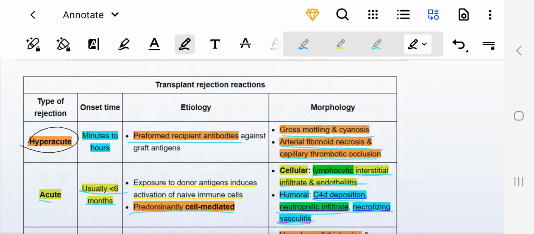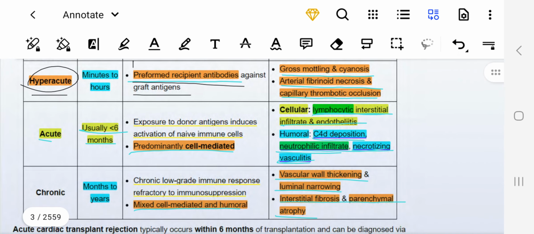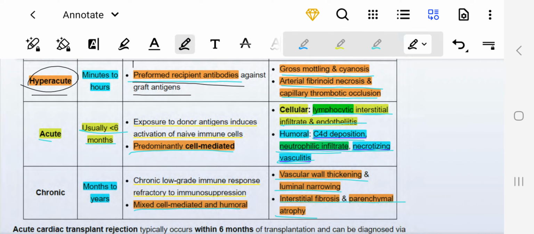The first one is hyperacute. In this case, what is important is that there are preformed recipient antibodies that attack the graft antigen, right? So preformed antibodies are there. This is important. In the acute phase, we have both types of immunity, that is cell-mediated and humoral or antibody-mediated immunity, but the predominant one is cell-mediated. This is important.